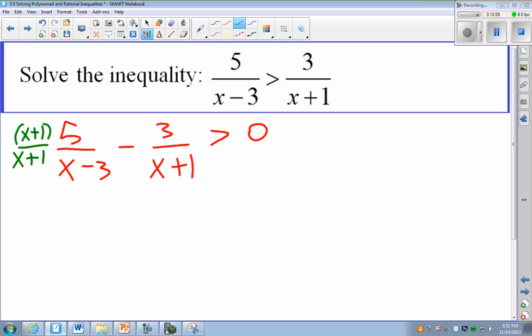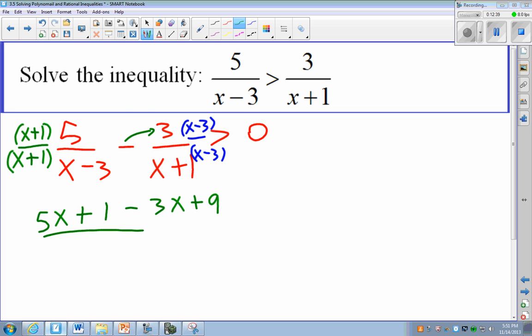And then we'll multiply this left side by x minus 3 divided by x minus 3. Okay, and when we do that, we will get 5x plus 1 minus 3x plus 9. Remember, this negative gets distributed. All divided by x plus 1 times x minus 3. And this is still greater than 0.